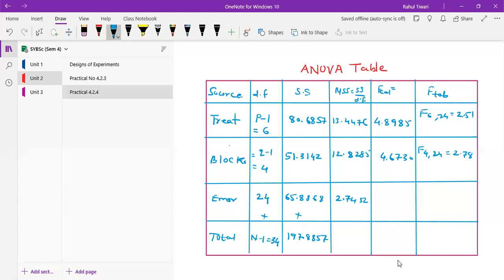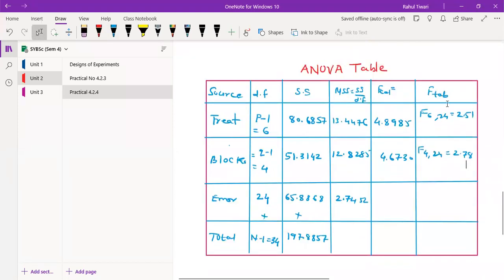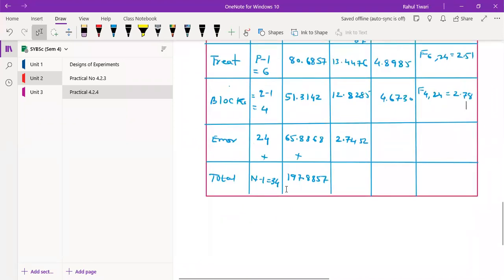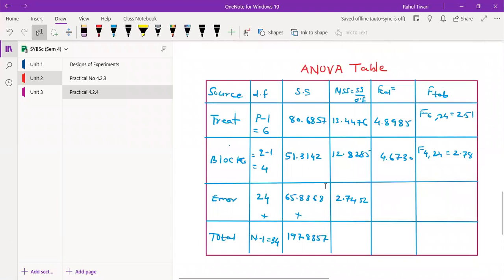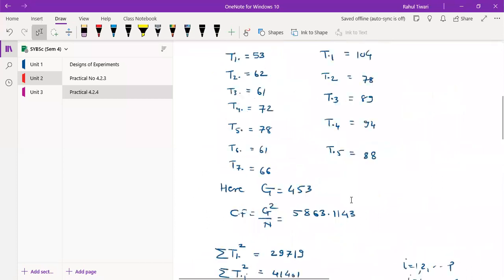So you need to write down those results. Since FCal is greater than F tab, therefore we reject the null hypothesis. You can just finish it. I hope you are able to write the conclusions part. If not, then we will see in the next class. Anyone, any question about how to proceed? Any idea?